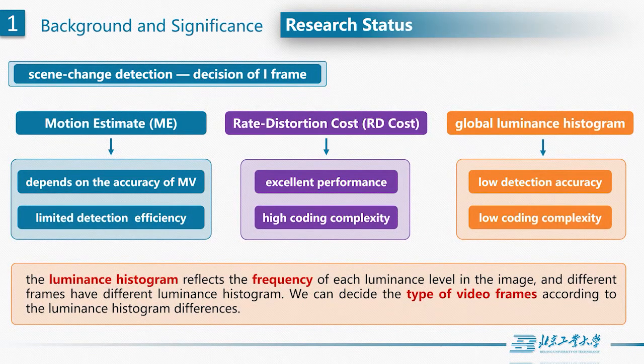There are three kinds of scene change detection methods, mainly based on motion estimation, rate distortion cost, and global luminance histogram. Motion estimation depends on the accuracy of MV and has limited detection efficiency. As for the RD cost, the performance is excellent, but the coding complexity is high. The luminance histogram reflects the frequency of each luminance level in the image, and different frames have different luminance histograms. The detection accuracy is low, but it can reduce coding complexity. We can decide the type of video frames according to the luminance histogram differences.